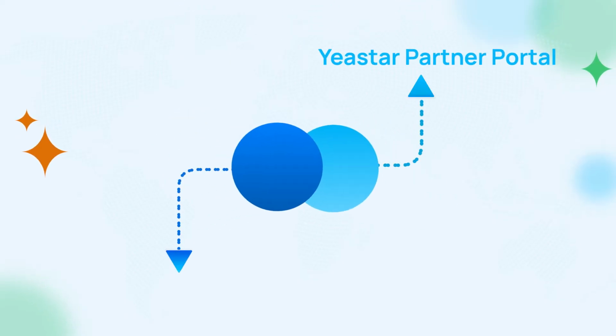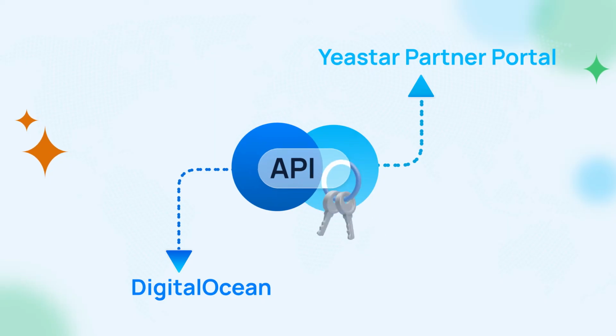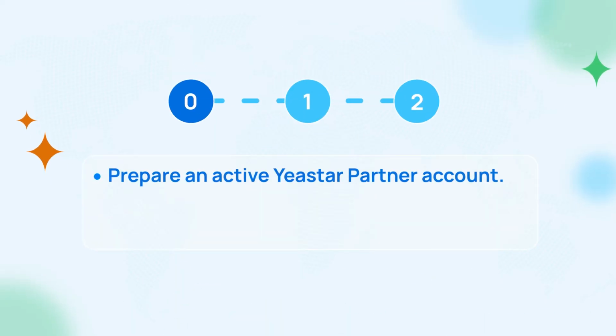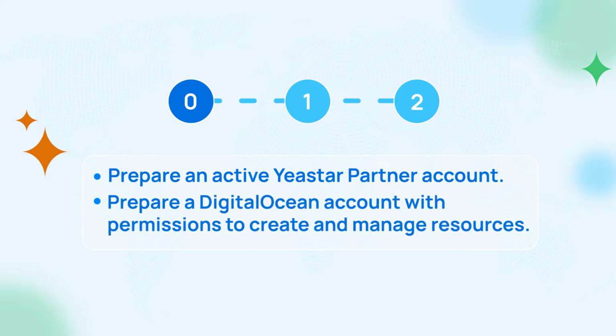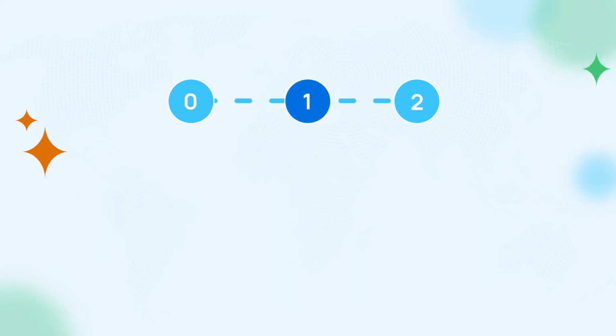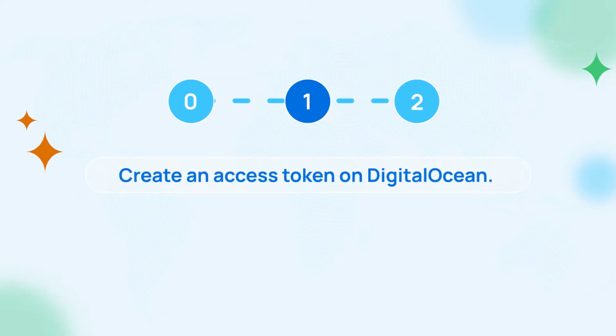We manage the automatic deployment by integrating Yeastar Partner Portal with DigitalOcean through API. So to get started, make sure you have an active Yeastar Partner Portal account and a DigitalOcean account with permissions to create and manage resources. You will also need to generate a personal access token on DigitalOcean.